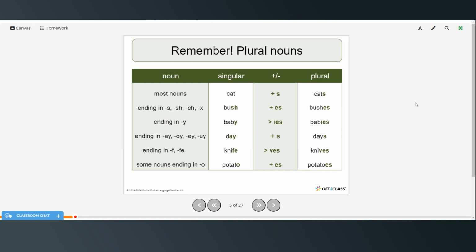All right, and once again, this is just a review of the rules for regular plural nouns. Most nouns, we add an S. If they end in S, SH, CH, or X, you add an ES. If they end in a Y, you change the Y to an I, and it becomes IES, unless it ends in a vowel plus a Y, and then you just add an S. For F or FE, you remove the F or FE and add VES, and some nouns ending in O, we add an ES.